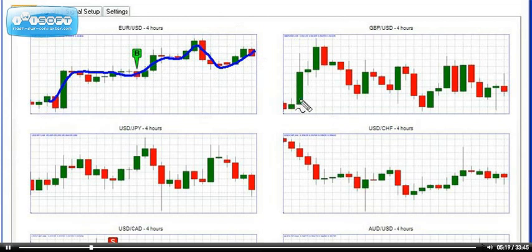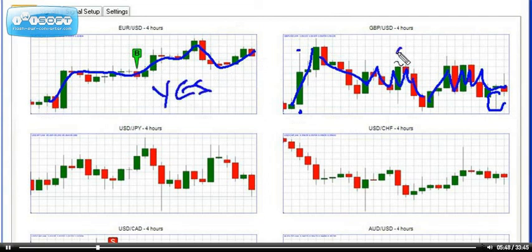Look at the British pound US dollar. Look at this wide range bar here. Very wide range bar with this big shadow on it. And it jumps up and then it jumps down and then it chops sideways. Jumps down, jumps up, chops sideways. Another big shadow here. This is not a deliberately trading market. This is not the kind of market you want to trade.